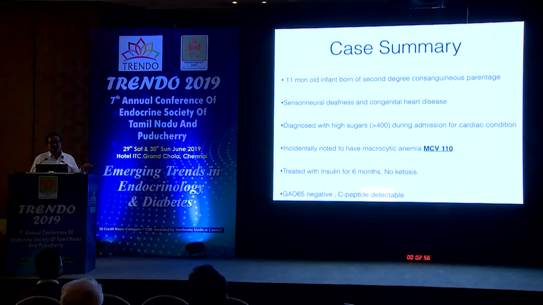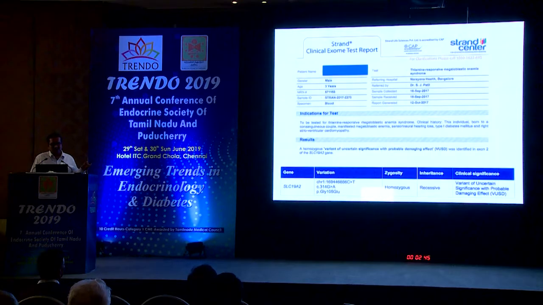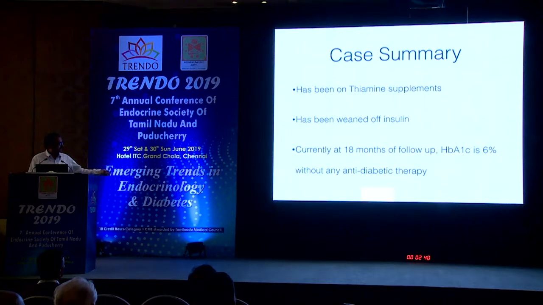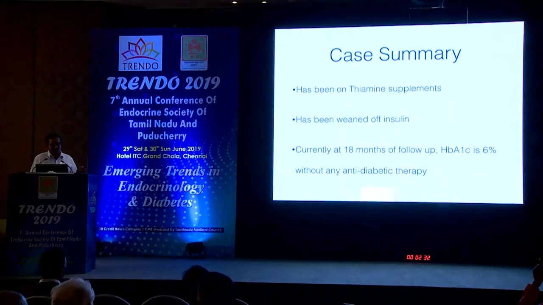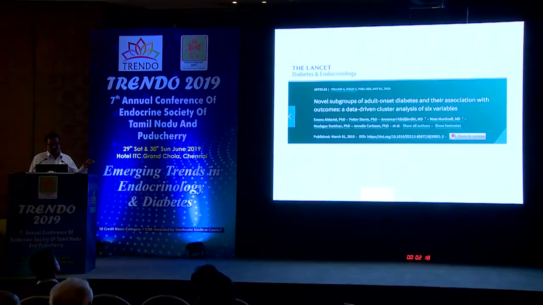Macrocytic anemia, diabetes in a neonate, in an infant, deafness. You wouldn't believe this patient's sugars are now well controlled without insulin. This patient has a very rare condition called thiamine responsive diabetes. So this patient had a defect in SLC19A2. This is very sensitive for thiamine responsiveness, and this patient has been on thiamine supplements, has been weaned off insulin, currently at 18 months of follow-up, HbA1c 6% without any anti-diabetic therapy. So this is again precision medicine. When you put things together and find out what is best going to help the patient, this is important.